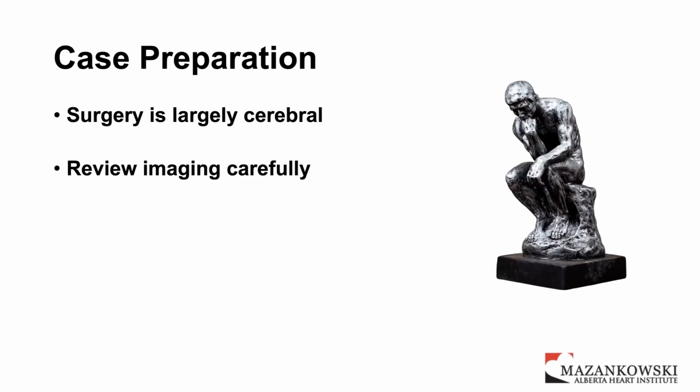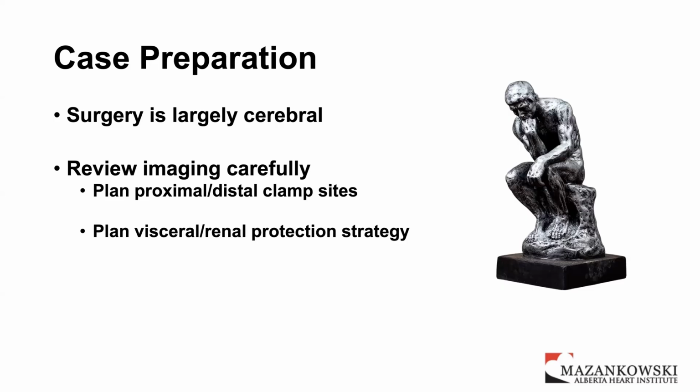My trainees know that when I talk about aortic surgery, it's all cerebral. 95% of surgery, I believe, is cerebral. If you're good, it should just be 5% hands, so your hand-eye coordination should be about 5%. You have to review imaging very carefully. You have to plan your proximal and distal clamp sites. But also you have to be thinking about your proximal and distal landing zones. Are they present? Is this something that maybe a patient should be better served with an endovascular intervention? You have to plan your visceral and renal protection strategy.